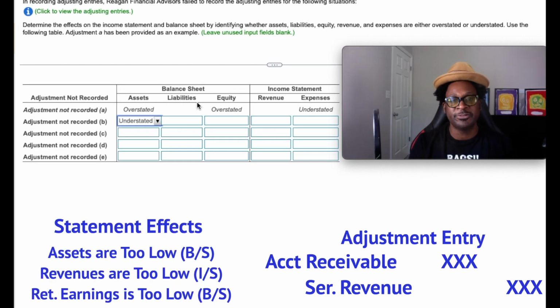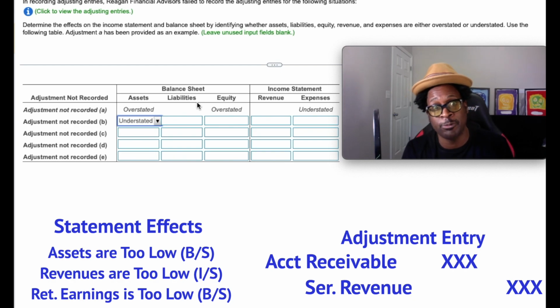What about service revenue? If we fail to record service revenue or increase service revenue, that means that our revenues on our income statement are going to be lower than what they should be, making our income lower than what it should be.